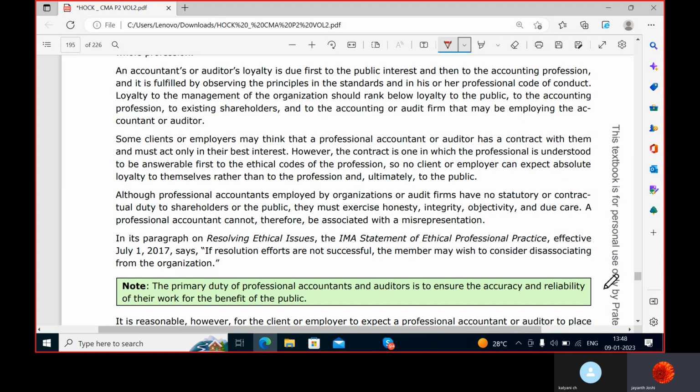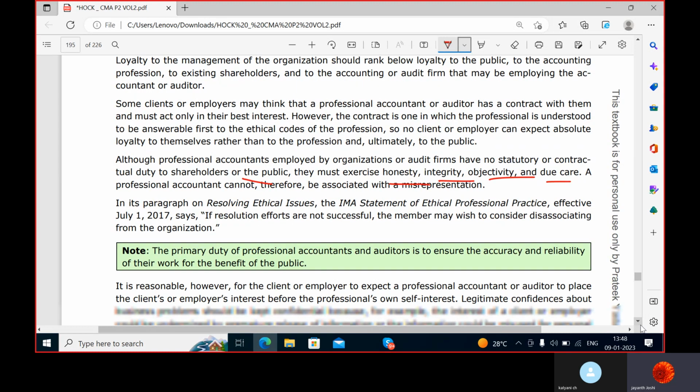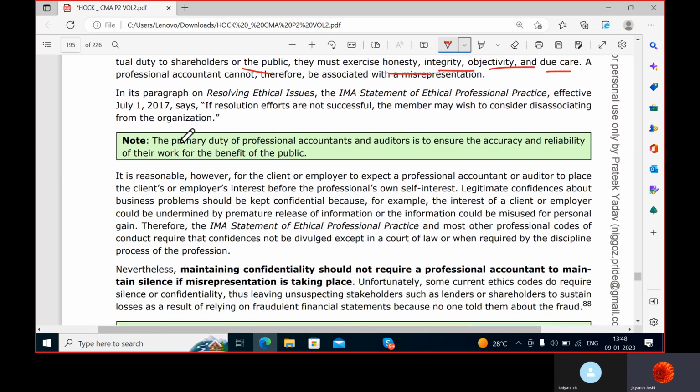legally. Fine. So although professional accountants employed by organizations and audit firms have no statutory or contractual duty to shareholders or the public, they must exercise honesty, integrity, objectivity, and due care. Before giving any opinion, whatever the task they are performing, they should perform with honesty, integrity, objectivity, and due care. And there's a note given: the primary duty of professional accountants and auditors is to ensure the accuracy and reliability of their work for the benefit of the public.